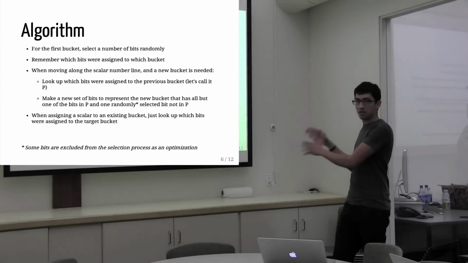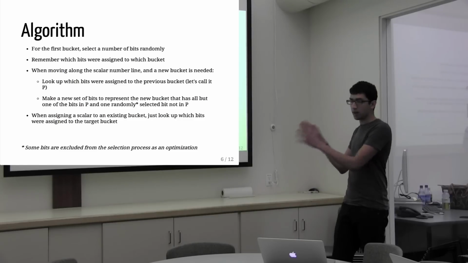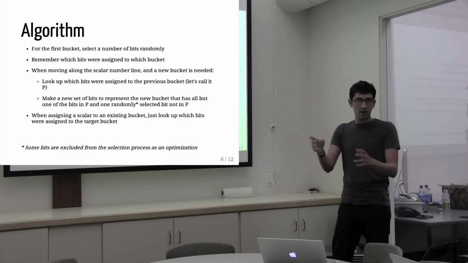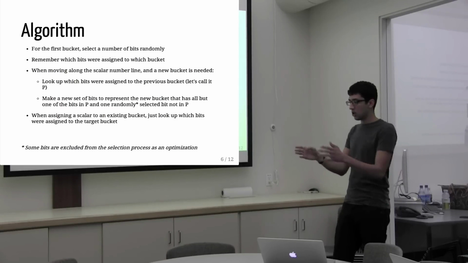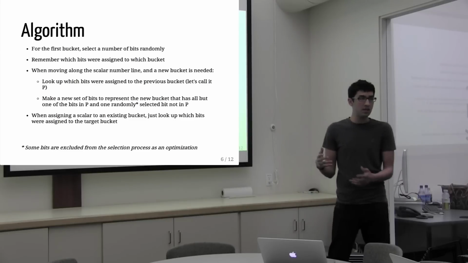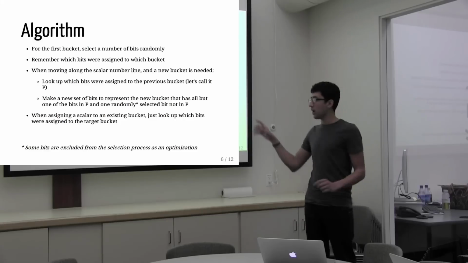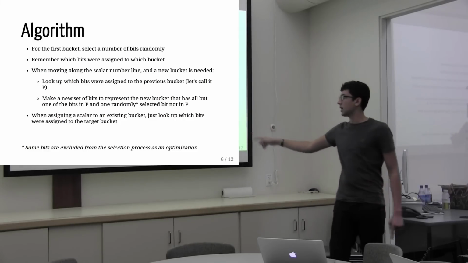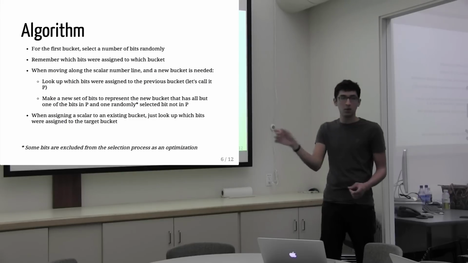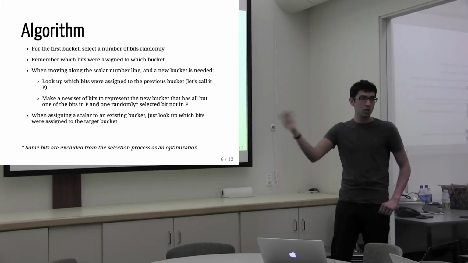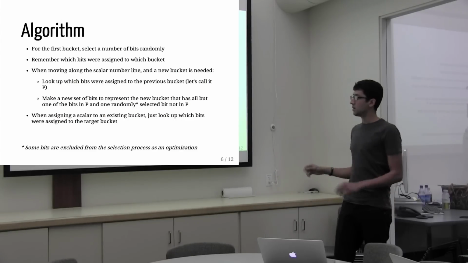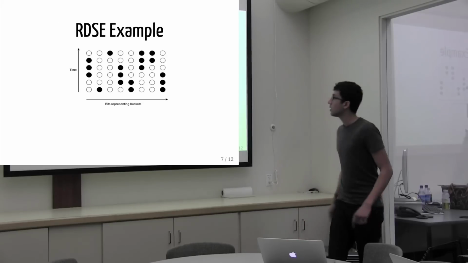So now we generate buckets this way. We keep sharing bits between buckets as you move towards the right, and you keep dropping off bits as you move along. You keep doing that until you reach the bucket that you want to represent, and now you have a bunch of bits representing that bucket, and that's your answer. When you're assigning a scalar to an existing bucket, just calculate which bucket that scalar would fall into, and look up which bits are assigned to that bucket. So that's it, and here's an example.